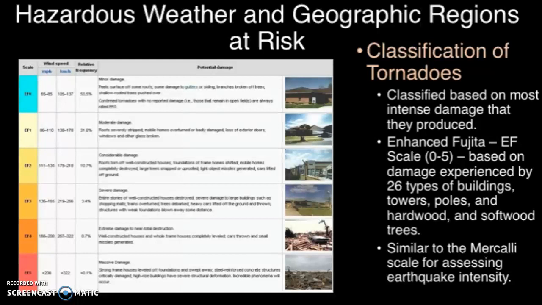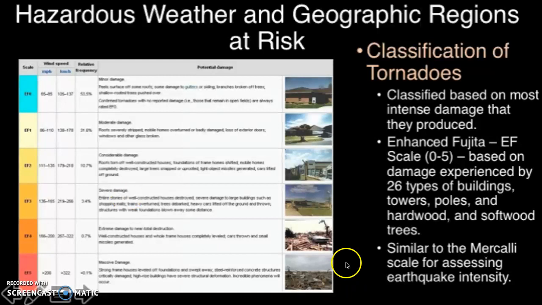So the scale that is used is called the enhanced Fujita scale. That scale goes from the number 0 to 5. 0 is going to be the least amount of damage done by a tornado, and 5 the most amount of damage done by a tornado. Thus far, 5 has been the most damaging. I think there is still possibility of growth if we have anything above that in the future. But thus far, that is the most amount of damage.